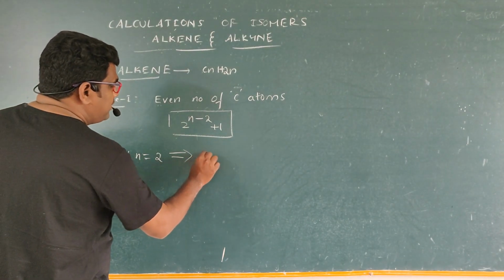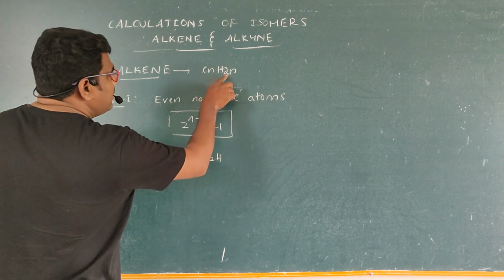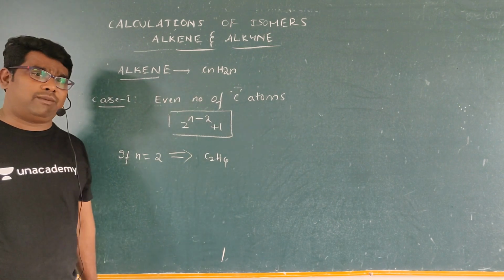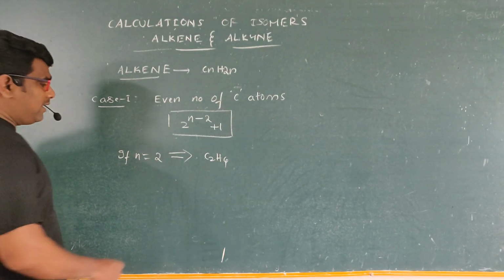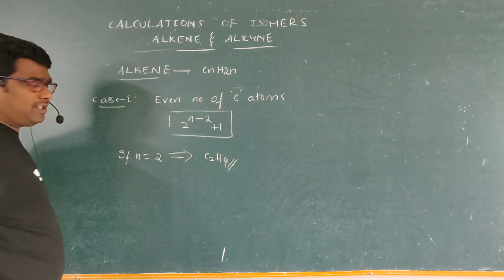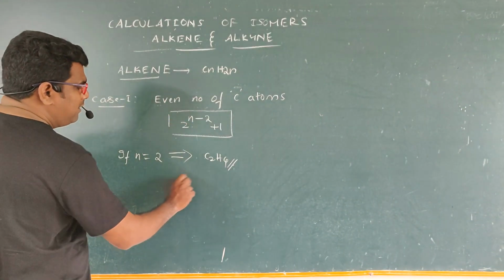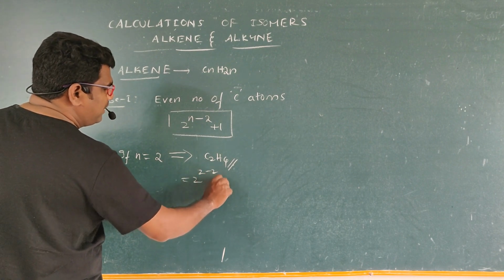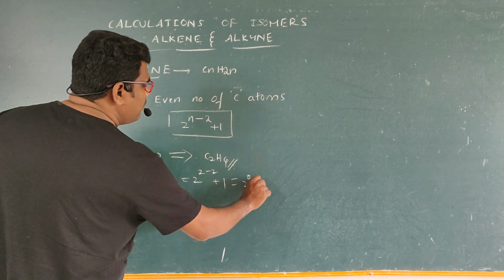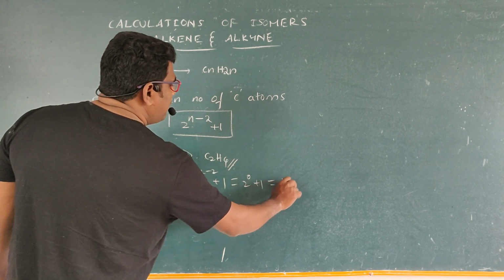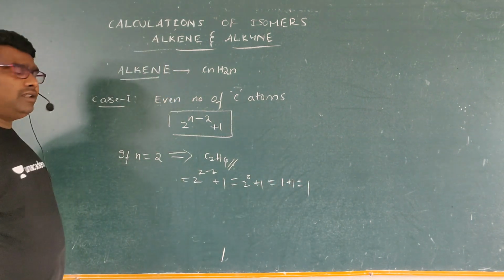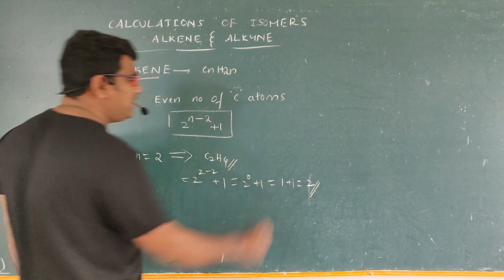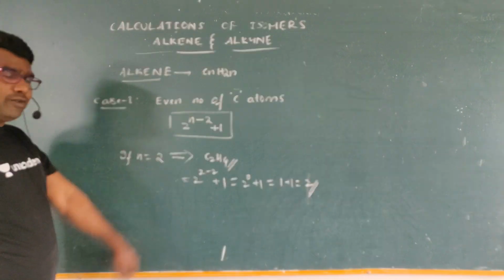Therefore, C2H4 is the molecular formula. So in this molecular formula, how many isomers are present? By using this formula, 2 power (n minus 2) plus 1, that is equal to 2 power 0 plus 1. Anything power 0 is equal to 1, so 1 plus 1 is 2. How many isomers are possible? 2 isomers if n is equal to 2.